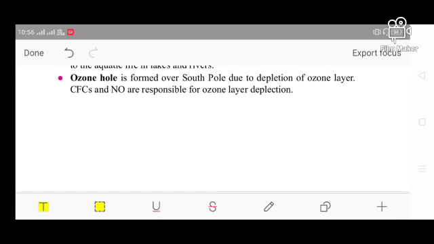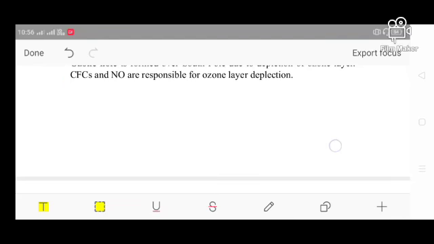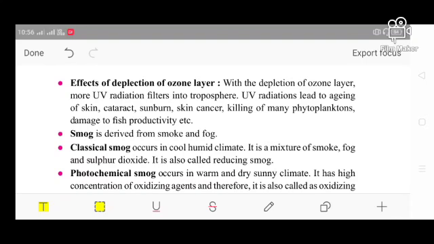Okay, and CFC and NO are responsible for the ozone layer depletion. The chlorofluorocarbons and the nitrogen oxides are responsible. So generally these two gases are very responsible for ozone layer depletion. We can say these gases can break down the ozone molecules to form a single oxygen, and an O atom is liberated. Okay, it breaks down the ozone compound. Got it?